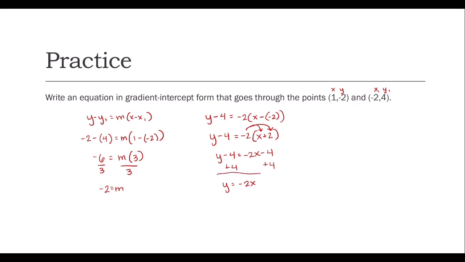So here's our equation in gradient-intercept form. So our slope is negative 2, because that's our value here before the x, and our y-intercept is 0, because there's nothing being added here at the end. So as a coordinate, our y-intercept would be 0, 0.